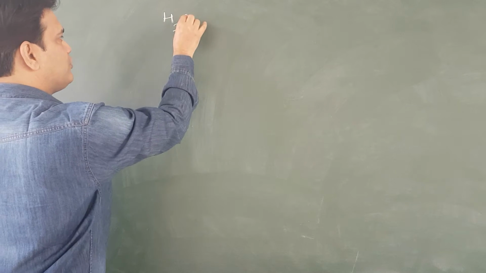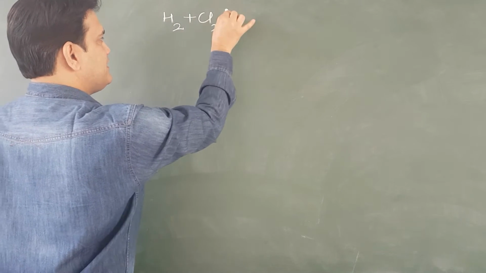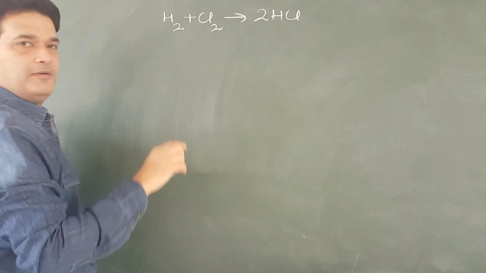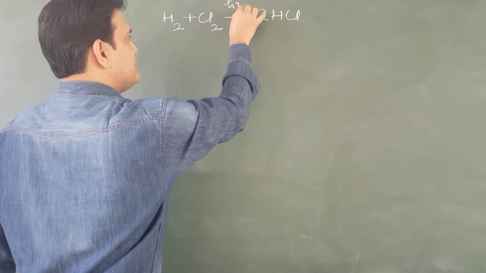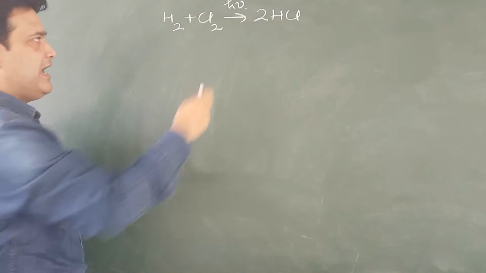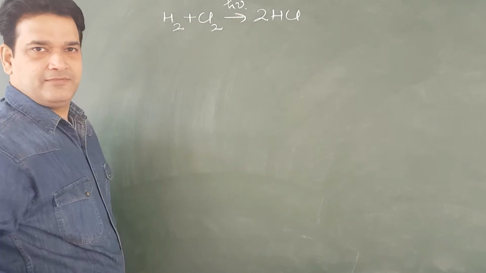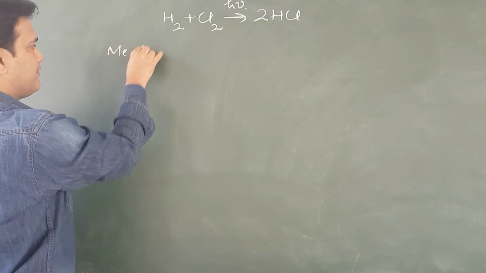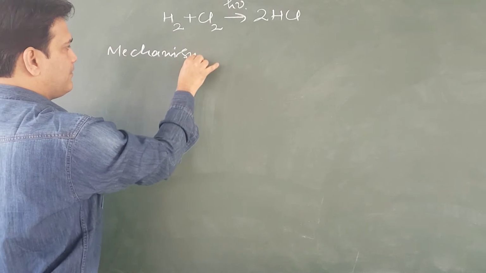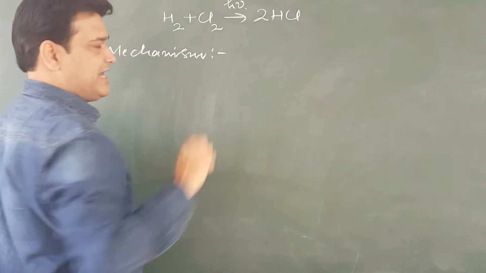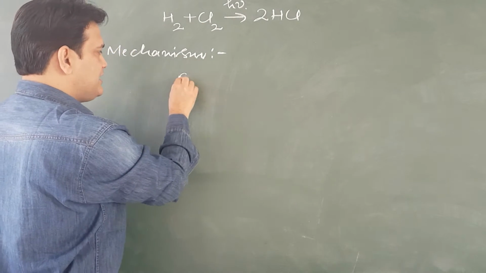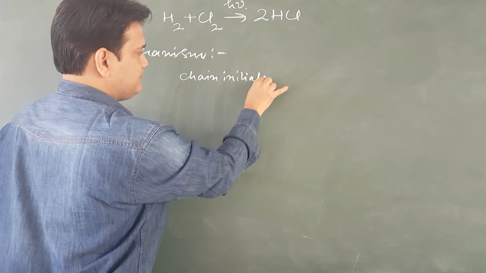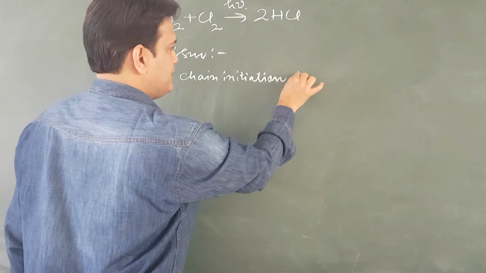When H2 reacts with Cl2, then 2HCl is formed. But light is compulsory. h nu is the symbol of light. And what is the mechanism of this reaction? First of all, the chain initiation step takes place.